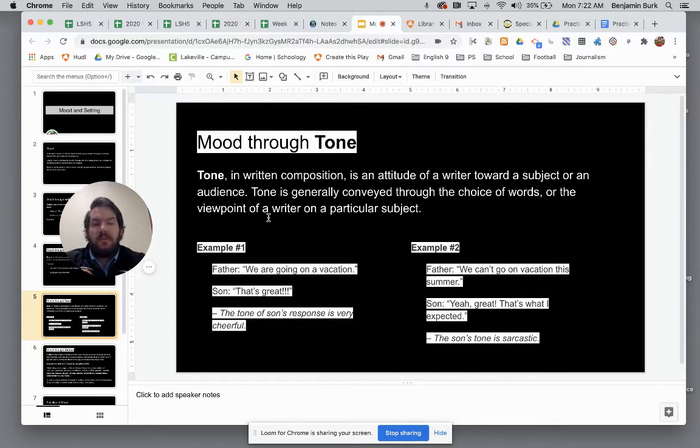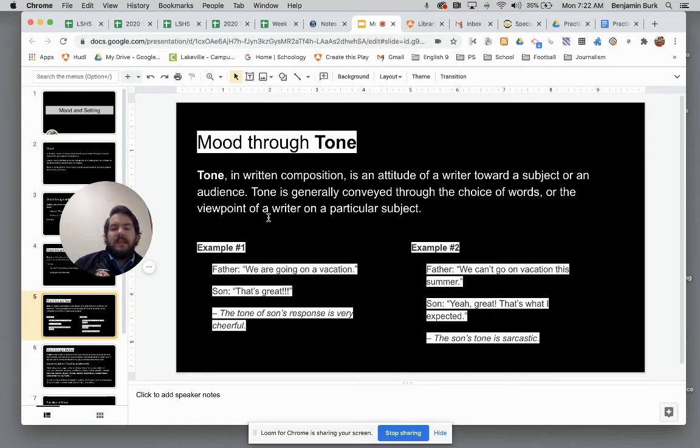The same thing is true with authors. They write in different tones, and that can help establish the mood. If their tone of voice is really creepy or ominous, that's going to change the mood. If it's really happy or pleasant, that's also going to change the mood of the story. So you have to pay attention to the words and the way they're saying what they're saying.